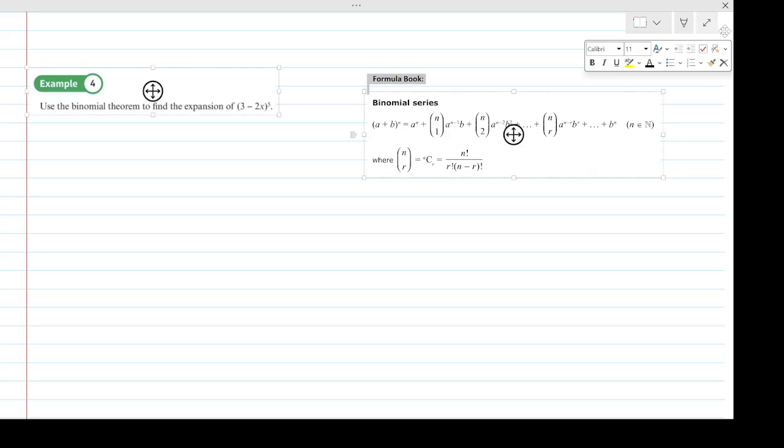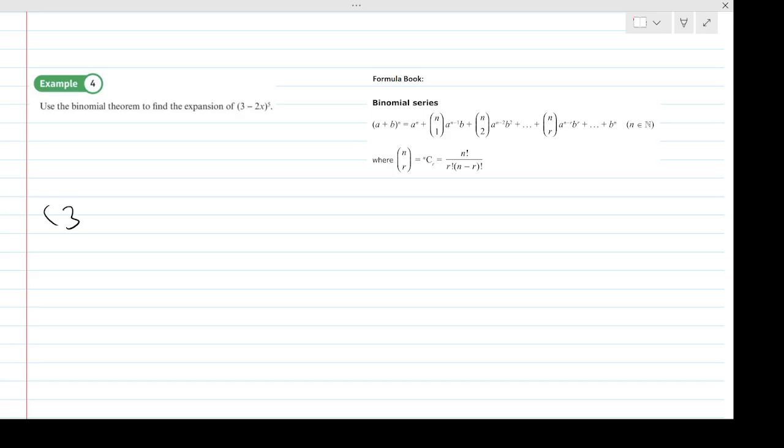Without actually having to know what all these terms mean, which we're going to look at now. Okay, quick question then. We need to use the binomial theorem. So again, the theorem is this idea that we talked about, just by adding all the terms. Anyway, use the binomial theorem to find the expansion of (3 minus 2x) to the power of 5.